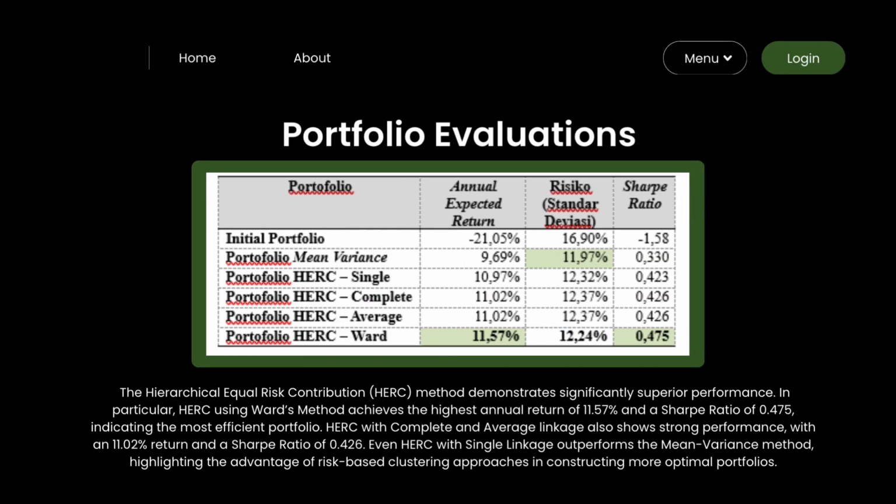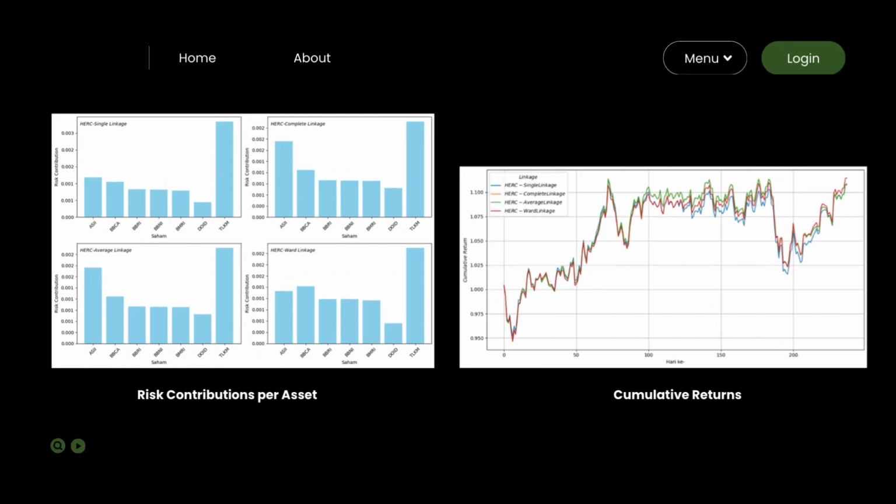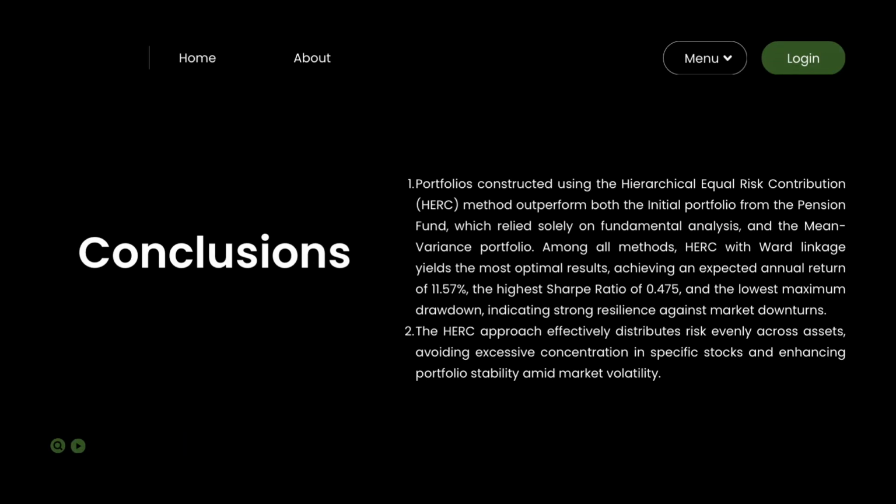From this study, portfolios built with HERC outperform the mean variance model and the initial portfolio from the pension fund. Ward linkage delivers the best results in return and Sharpe ratio. On the left, we see risk contributions per asset using different linkage with HERC. On the right, cumulative return graphs show stable growth under the HERC approach, confirming its effectiveness over time.